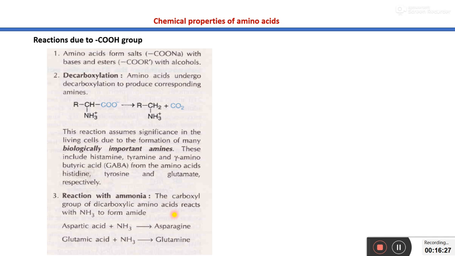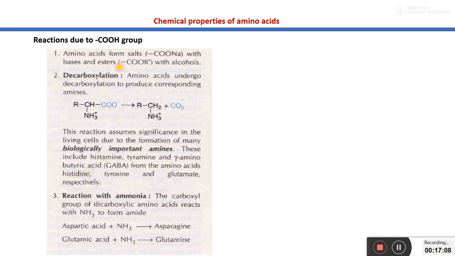Now I would like to talk about the chemical properties of amino acids. So the general reactions of amino acids are mostly due to the presence of two functional groups, namely carboxyl group and amino group. So let's first talk about the reactions of the amino acid due to the carboxyl group. So when amino acid reacts with bases, it forms salts, right? And with alcohol it forms different esters.